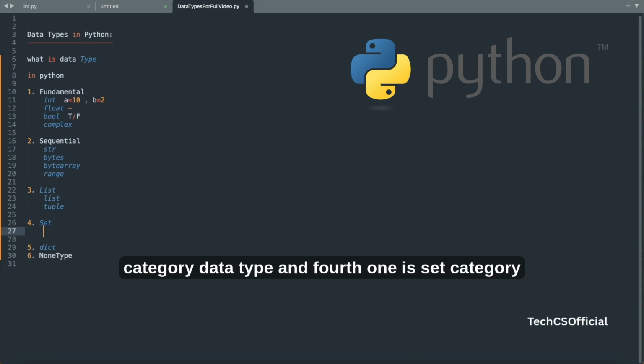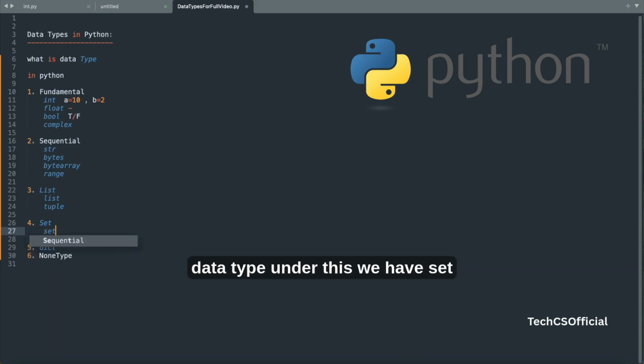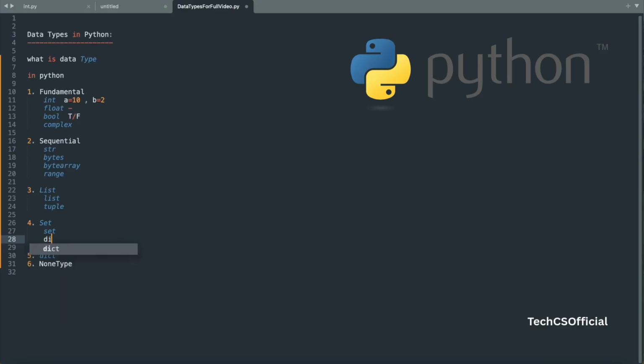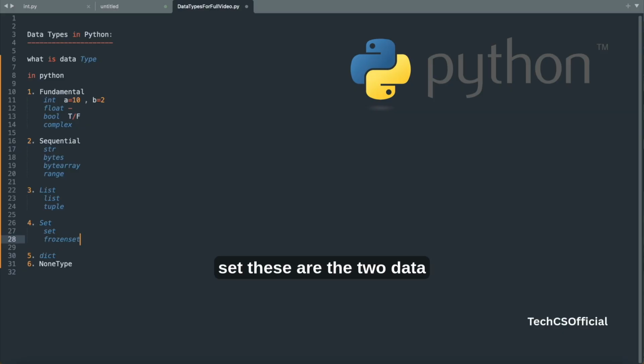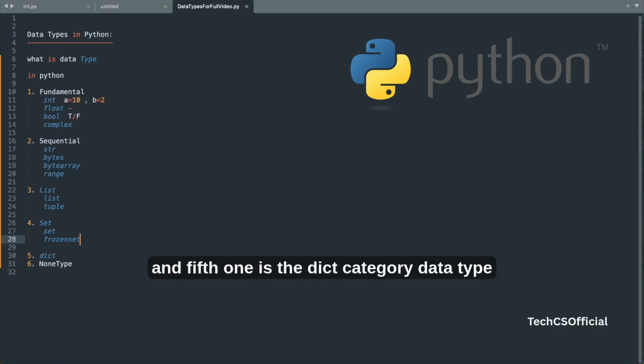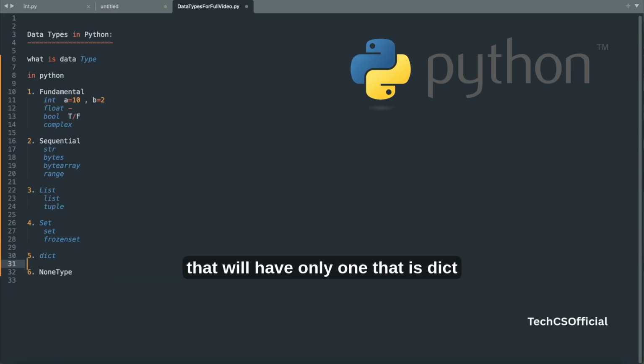And the fourth one is the set category data type. Under this we have set and frozenset. These are the two data types which come under the set category data type. And the fifth one is the dict category data type, which has only one, that is dict, the dictionary type. We will discuss it further.